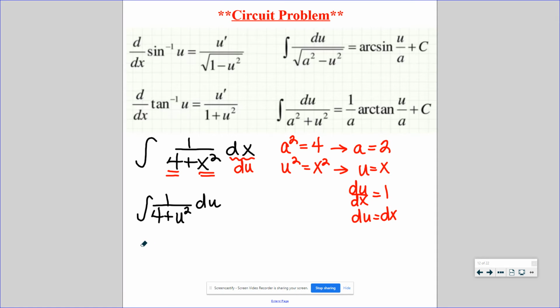Here's your antiderivative. So your antiderivative is 1 over a, which is 1 over 2, arctan of u divided by a. U is equal to x, a is equal to 2, so that makes this x over 2 plus c.